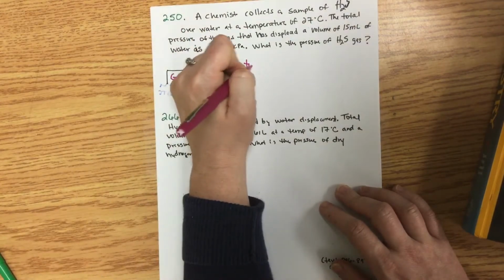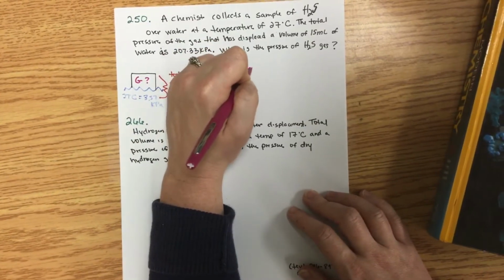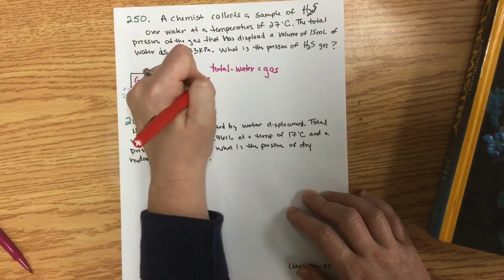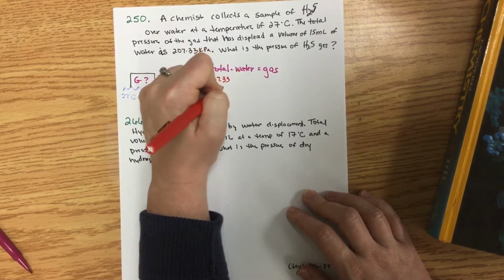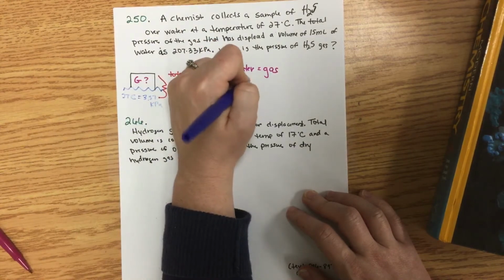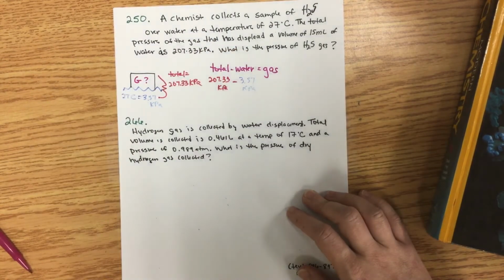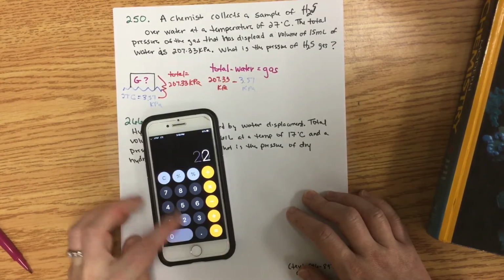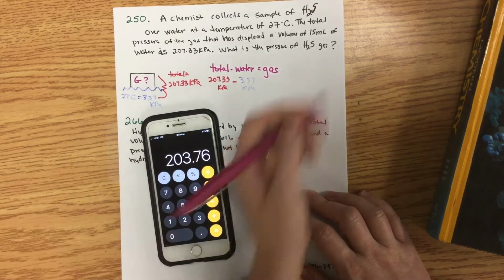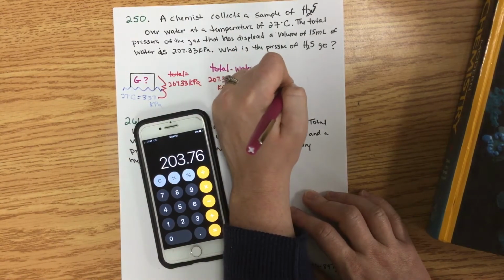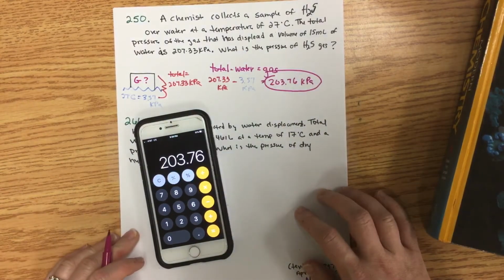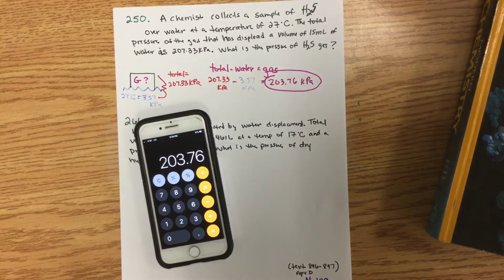And so I take the total minus the water, and it's going to give me the gas. The total was 207.33 kPa. The water vapor pressure was 3.57 kPa at that pressure of 27 degrees Celsius. And so 207.33 minus 3.57 is going to give me a pressure of the gas of 203.76 kPa. Luckily, everything was in the same unit, so I didn't have to subtract anything. And so that's my first problem.